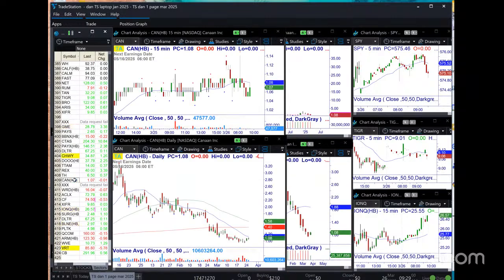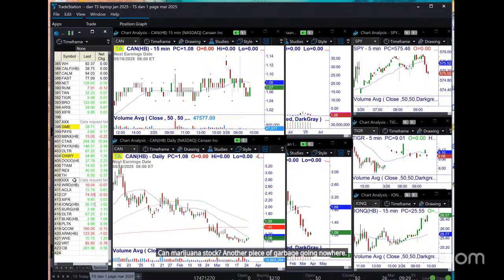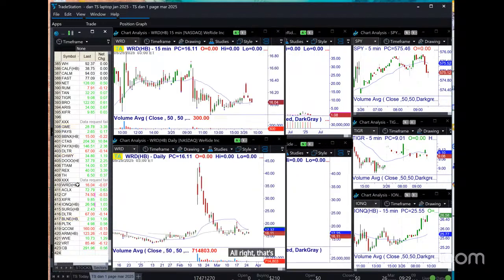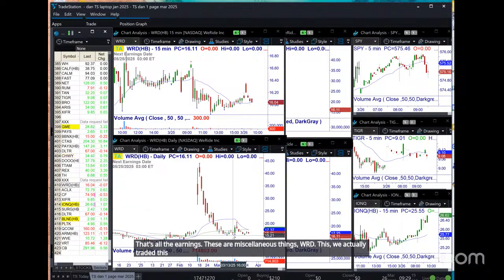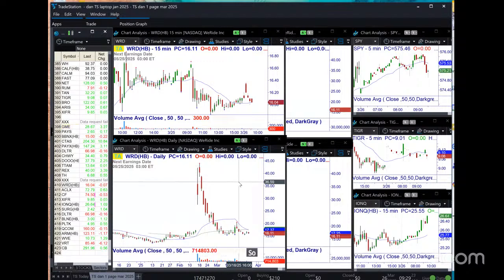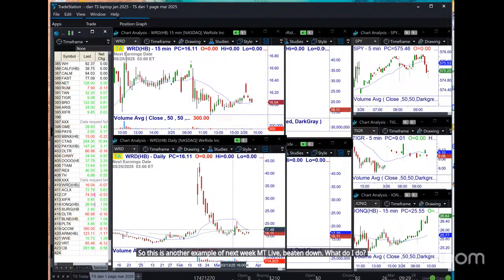Can marijuana stock, another piece of garbage going nowhere. And that's all the earnings. These are miscellaneous things. WRD, we actually traded this on this first bottoming pattern. This is another example of next week, MT live, beaten down. What do I do? Well, we got a little 2-day trade there and then got out. But now it's a retest.